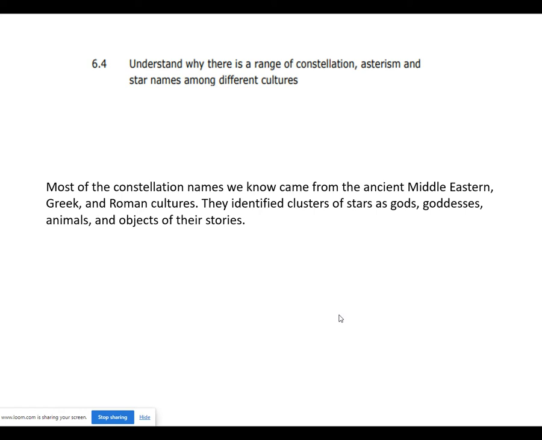Okay, understand why there is a range of constellations, asterisms, and star names among different cultures. I've kind of hinted at this, but this sentence, you can pause it and read it, just sums it up really. So a range of cultures over many years.